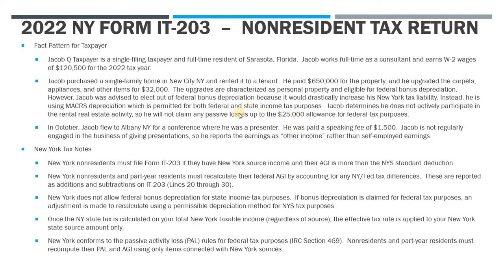All right. Now, New York, again, as I highlighted above, they don't follow the bonus depreciation rules, but they do allow for MACRS, and so we're going to use the MACRS depreciation on these items. And then New York does follow the passive activity loss rules that we would see for federal tax purposes, so Section 469 of the Internal Revenue Code. So similar treatment there, but non-residents and part-year residents, they have to separately calculate your passive activity losses and your income just by basically bifurcating what is truly New York source. And so we'll look at how that ends up on the return as well.